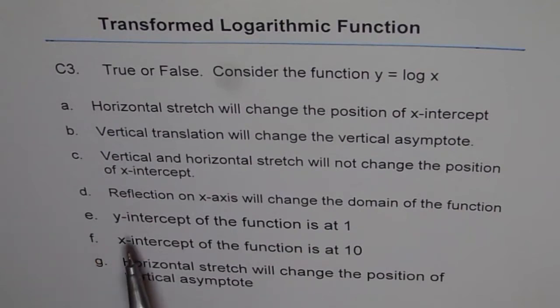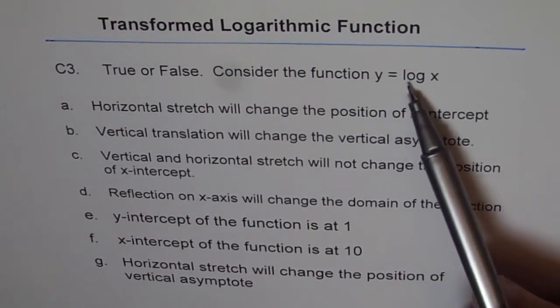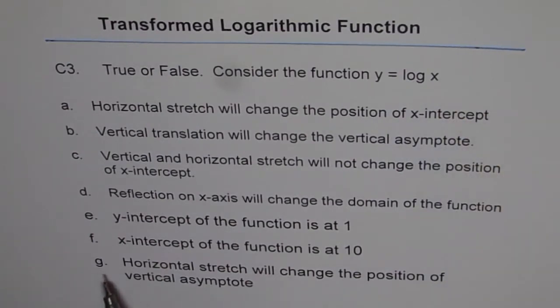E. The y-intercept of the function is at 1. F. The x-intercept of the function is at 10. The function is y equals log x. G. Horizontal stretch will change the position of the vertical asymptote. So these are the true and false questions. I'd like you to mark true and false and then look into my suggestions or answers.